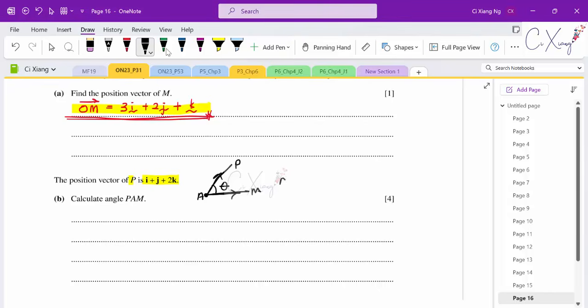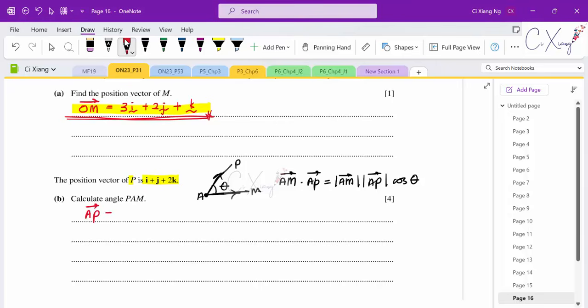So if I want to form the formula by using the dot product rule, it should be AM dot AP equals modulus AM times modulus AP times cos theta. This is the rule that we can use to find the angle between two vectors. So the vectors that we are using are AM and AP. First, let us find the vector AP.